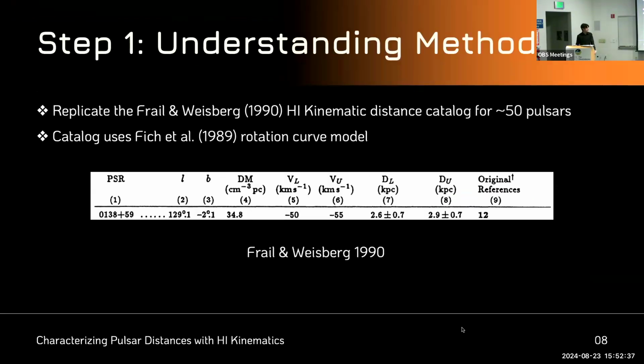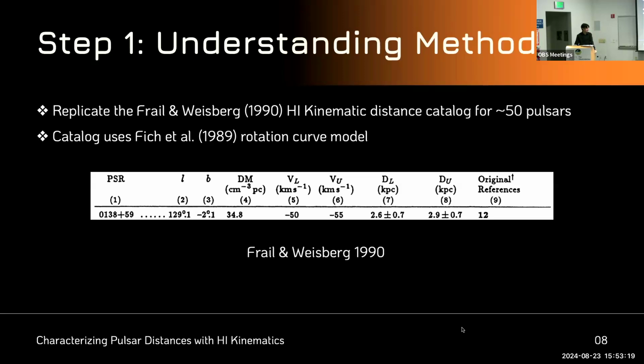So the first step in our research project this summer was to understand how we actually calculate these H1 kinematic distances. We do that by looking at this paper, Fairland Weisberg 1990, which was the last pulsar distance catalog, so we haven't actually updated these distance measurements since 1990. Here is an example of one entry for an H1 kinematic distance for one pulsar in this catalog. We're given various things such as the pulsar name, the line of sight of the pulsar, its dispersion measure, the radial velocities of the H1 clouds if they exist, and their derived distance measurements that they got when they used the Fich et al.